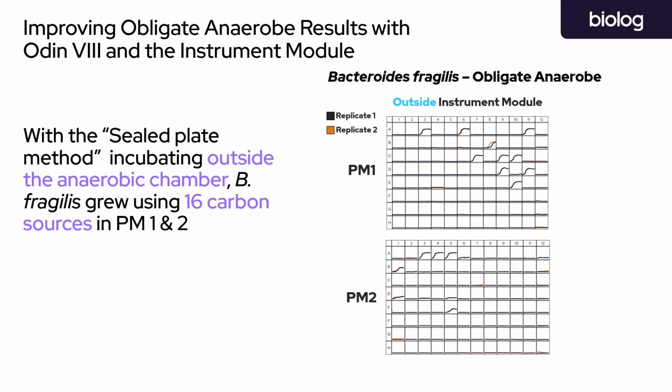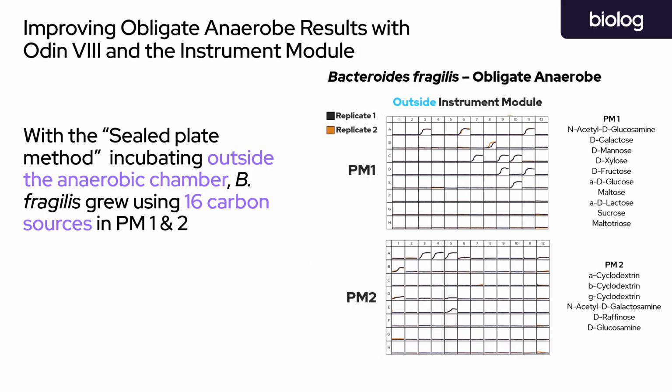First, we inoculated Bacteroides fragilis, an obligate anaerobe, onto PM1 and 2, and then sealed the plates in the chamber and brought them out into the air to incubate and be read in Odin for 48 hours. With this method, we found that there were 16 carbon sources which elicited growth by B. fragilis, listed over here on the right. Notably, however, D-xylose, shown in PM1 well B8, had some inconsistency between replicate 1 in black and replicate 2 in orange, where over the course of the 48-hour assay, replicate 2 actually picked up growth several hours earlier than replicate 1.